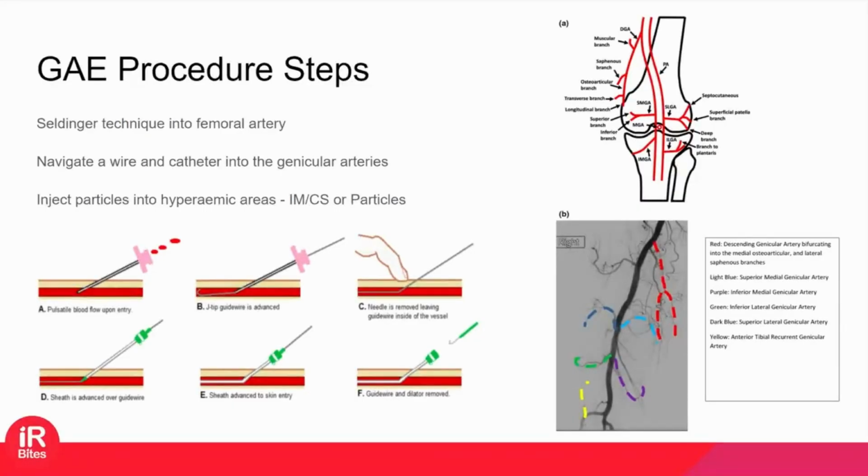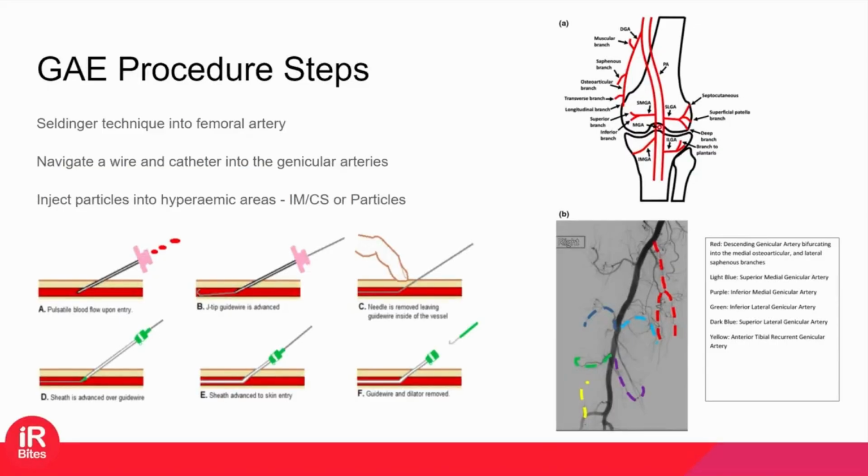And they're very small arteries, but because they come off the common femoral, if you can access the common femoral, you can navigate a wire and a catheter into them in order to do the embolization. And how generally we get into the vascular system is through the Seldinger technique. So how that works is initially you get a needle and put it into the artery under ultrasound guidance.